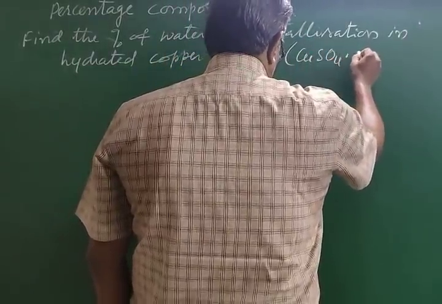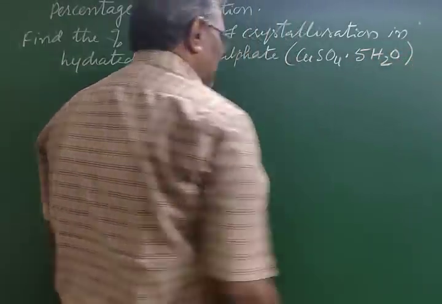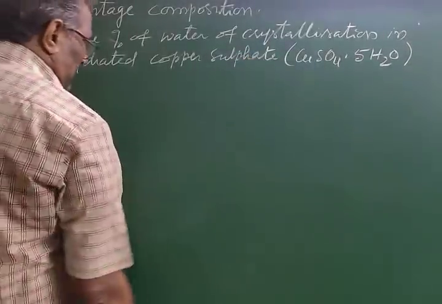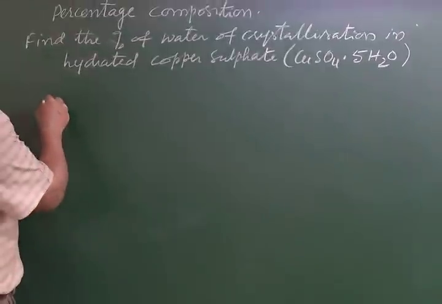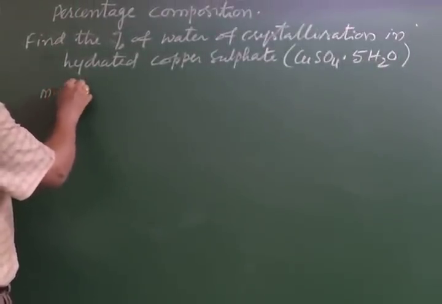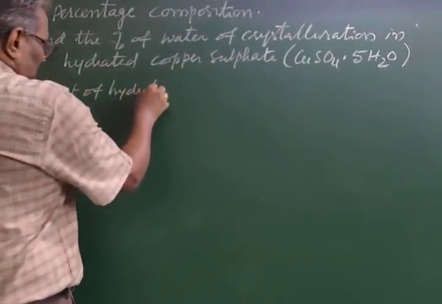CuSO4·5H2O. This is the formula. So for this, let us find the molecular mass of hydrated copper sulfate. What is the molecular mass, or molecular weight, of hydrated copper sulfate?